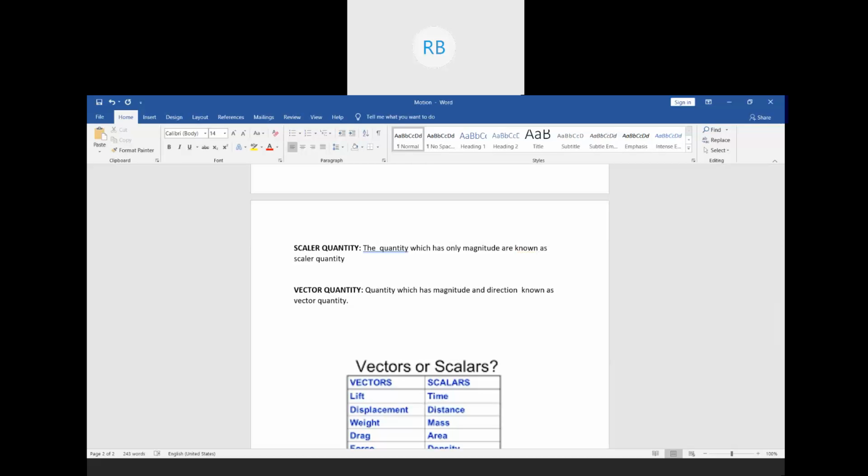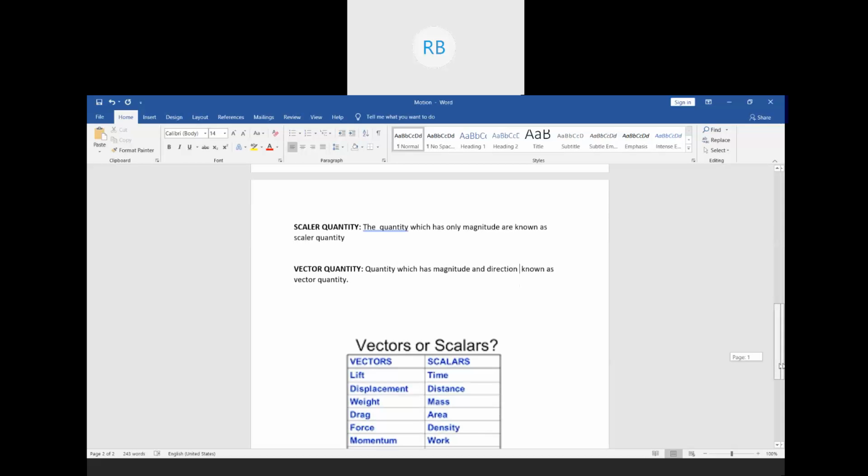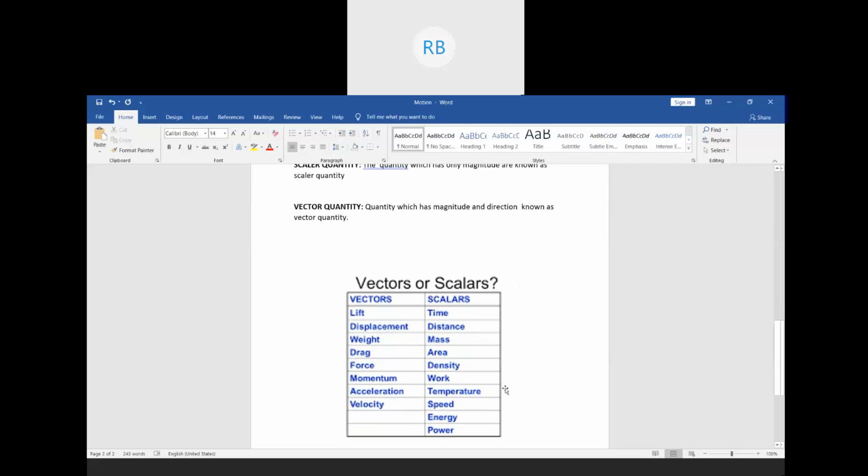Those quantities which have magnitude and direction are known as vector quantity. That means, see, I have made a list. You can see here the quantities like displacement, etc., etc., are in the vector, and scalar are in this line.